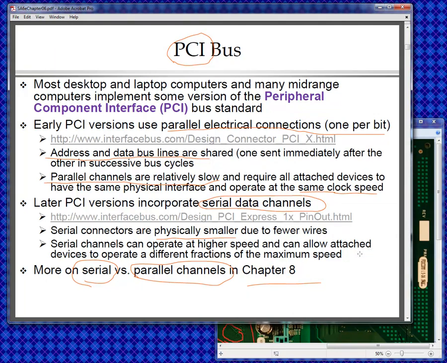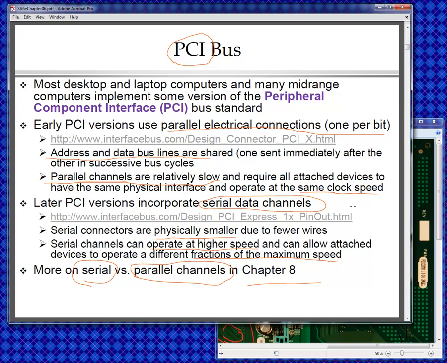For the reasons we'll cover in more detail in Chapter 8, the serial can generally also operate at a higher speed. And in addition, it doesn't require all of the devices to operate at the same clock speed. So fast devices can use whatever expensive circuitry is necessary to operate at that high speed, but slower devices can operate at some fraction of the maximum speed and can therefore be implemented with cheaper devices. So for a lot of reasons, serial data channels have basically taken over in the bus world.